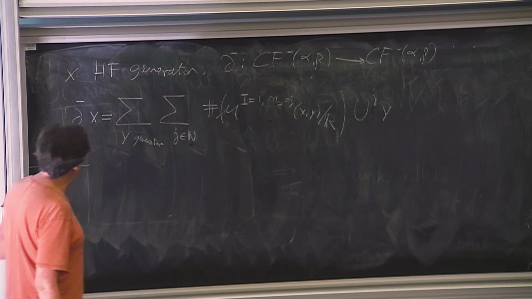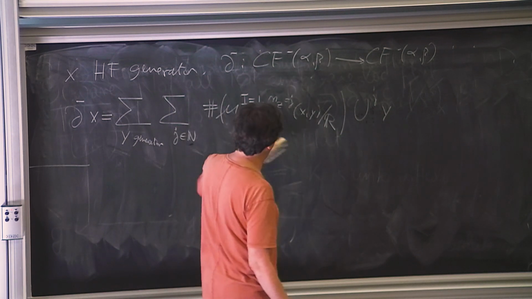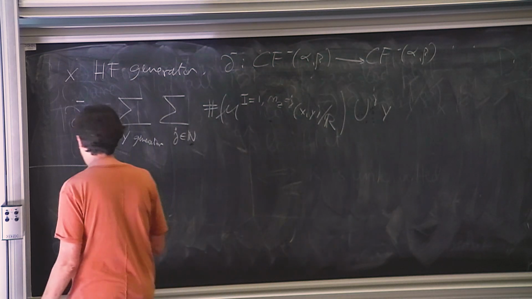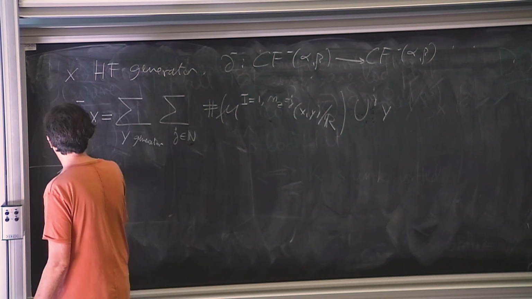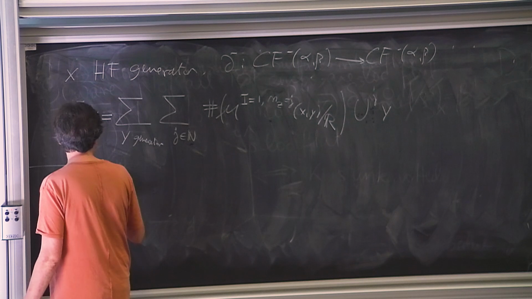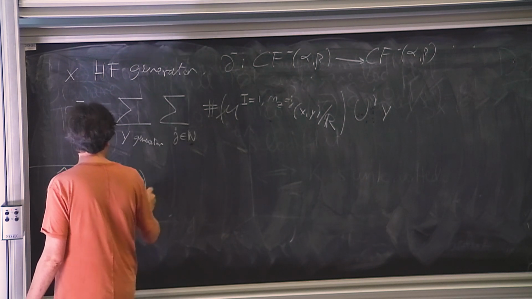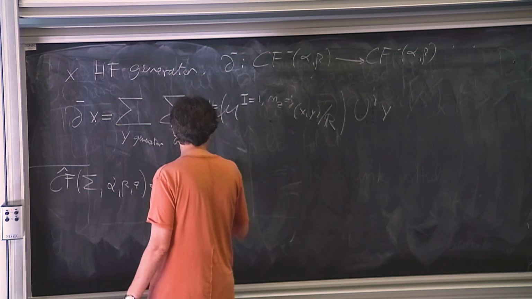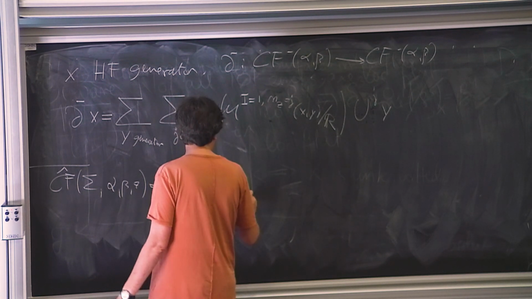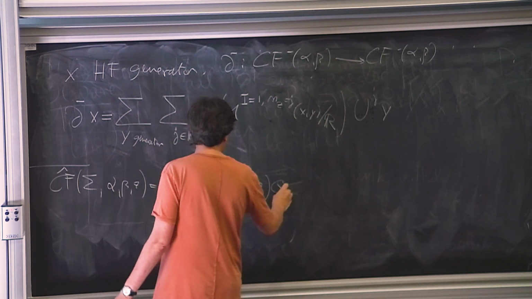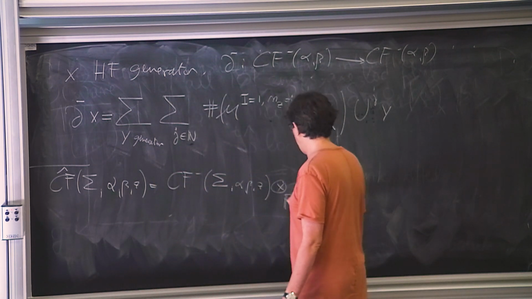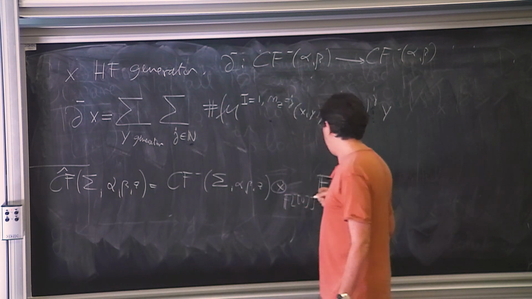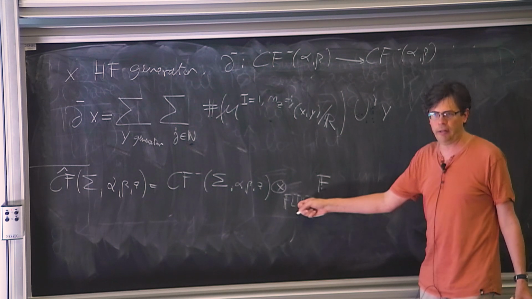This is somewhat the master complex. All the other three can be recovered from this by some algebraic operation. So first is CF hat of sigma alpha beta z. This is CF minus of sigma alpha beta z tensor over F[U] with F, the field on which U acts trivially.